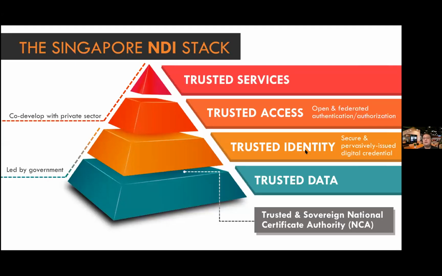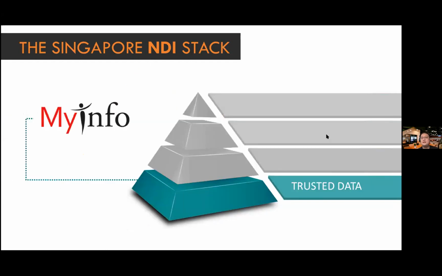Next, let me give you a conceptual understanding of this NDI digital infrastructure that we are building. This pyramid illustrates the Singapore NDI stack. At the foundational layer, we believe it is necessary to have a trusted data ecosystem. We launched our data platform called MyInfo a few years ago. This data ecosystem is a federation of centralized authoritative data sources. Its primary purpose is to allow citizens to access their information across different government agencies so that they do not have to repeatedly provide the same information or submit the same documents as they transact with different government agencies. Furthermore, it gives citizens the control to share that information with private sector services. Central to this data ecosystem is that any data sharing is based on explicit consent.